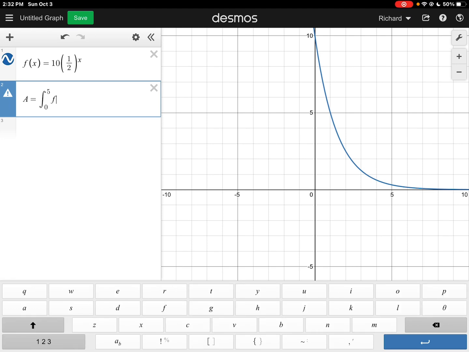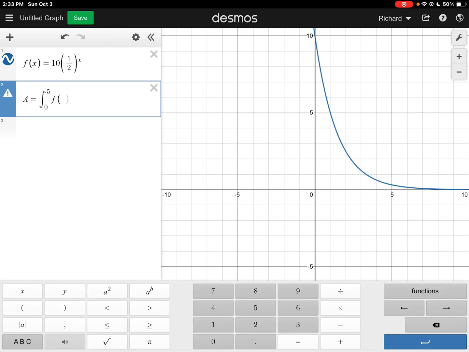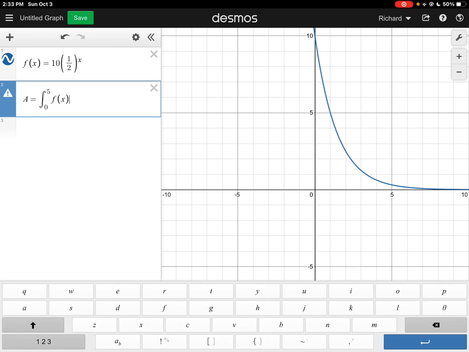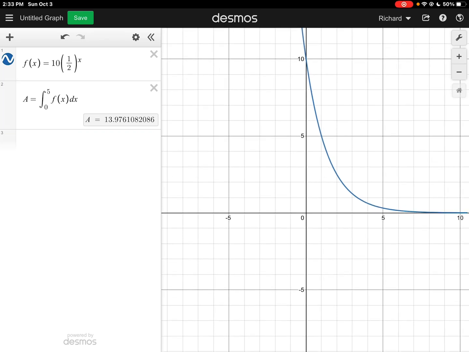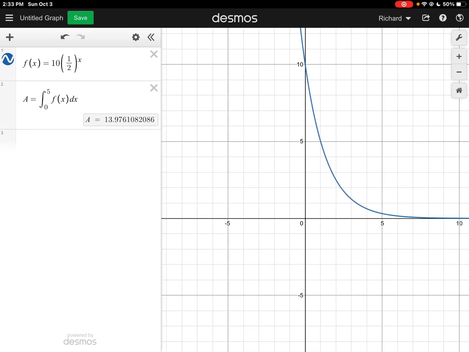So the nice thing here is you're only actually going to have to change, and make sure you put dx, the f of x each time. And you'll have to change the 0 and the 5 potentially as well. Okay, so there you've got your curve. You can see your curve there, and we're going to do the area between 0 and 5.